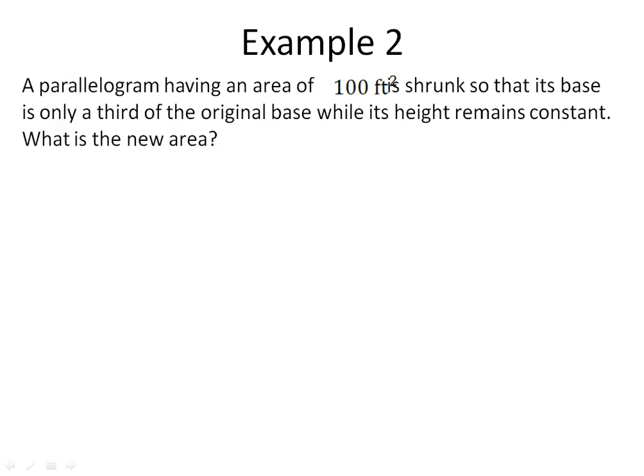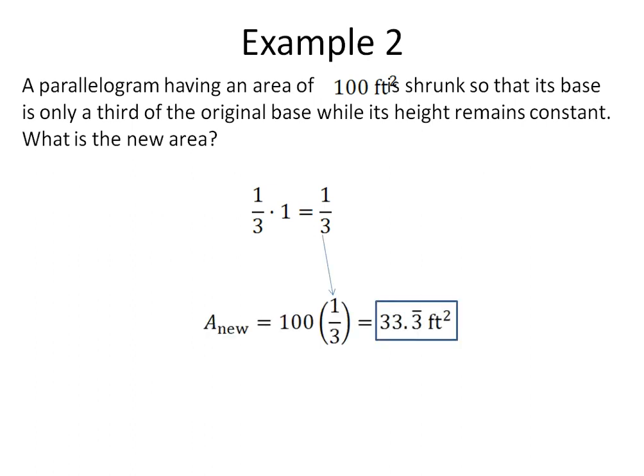Okay, example 2: a parallelogram having an area of 100 square feet is shrunk so that its base is only 1/3 of the original base, while its height remains constant. What is the new area? Here's what we've got. 1/3 is the new base times the 1, because the height stayed the same, which gives us a net change of 1/3. So we put it in. The area of the new is equal to the old area of 100 times 1/3, which gives us 33.3 repeating square feet.